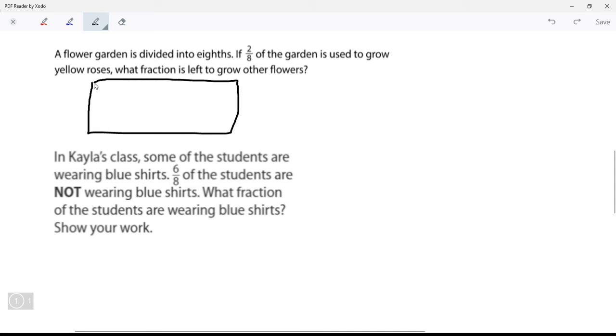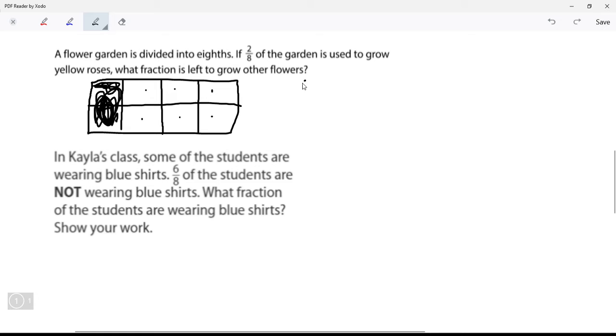So let's divide this into eighths. I divided it in half, and then I divided those in half to get fourths, and now I divide each side to get eighths. So now it says that 2/8 are yellow roses. So imagine there's yellow roses. How many are left? So that's just 1, 2, 3, 4, 5, 6.